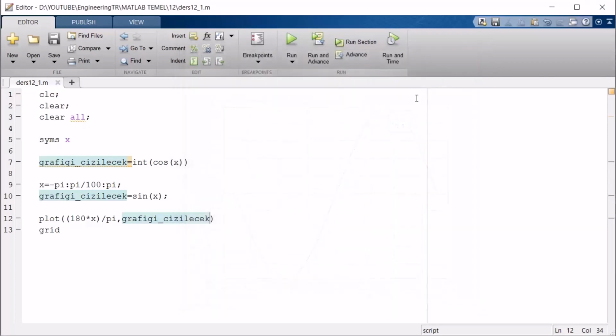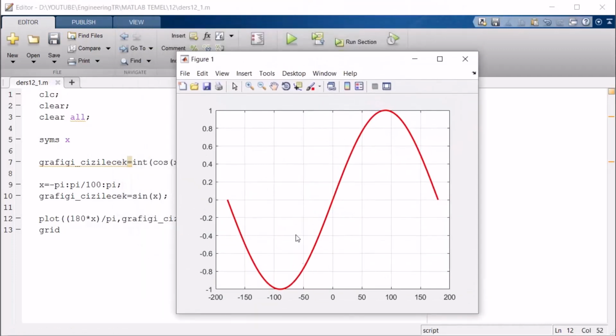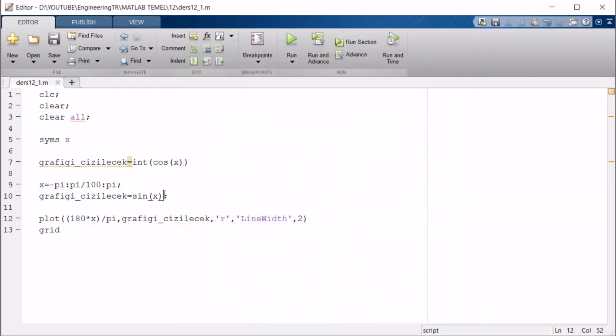Of course, you can decorate the graphic a little more. I use the r command to draw in red and the line width command to draw a little bit bigger. I write 2 to make it draw 2 times thicker. You can draw it this way, friends. What I am drawing here is a graph of sin x. But actually I have plotted the integral of cos x, a function I don't know.